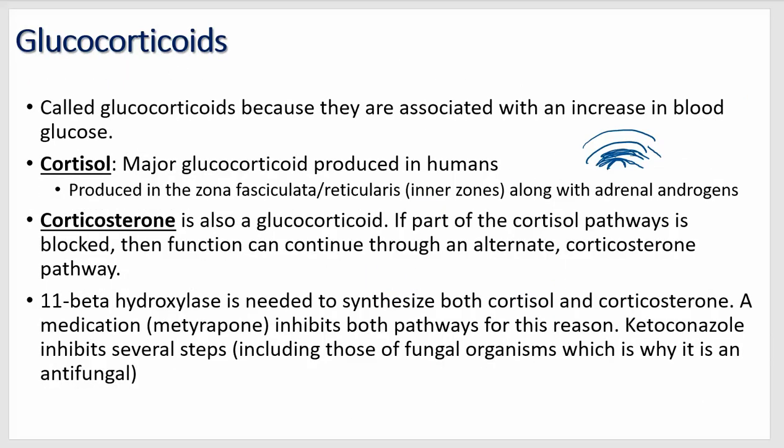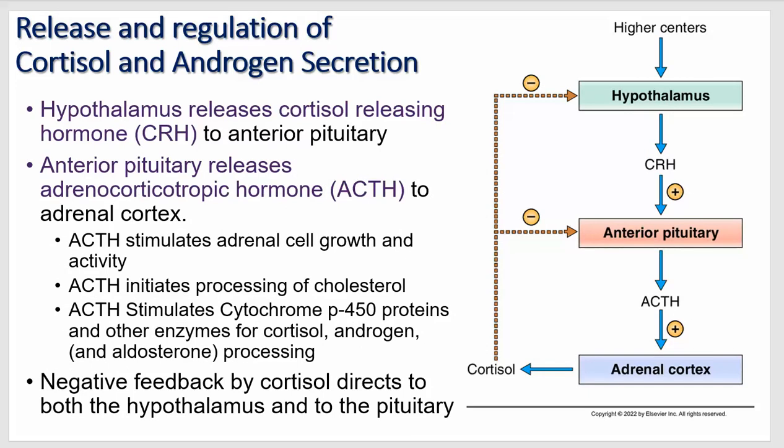So if a drug, if you needed to block cortisol and corticosterone glucocorticoid production, you needed to turn that down, then there is a way to do it. So you just block that enzyme and it'll block both of these. So you have no glucocorticoid production or decreased, whatever. Okay, so medication that inhibits both pathways is metyrapone. Ketoconazole inhibits many of the steps along the way, but it also inhibits fungal organisms, which is why it's used as an antifungal.